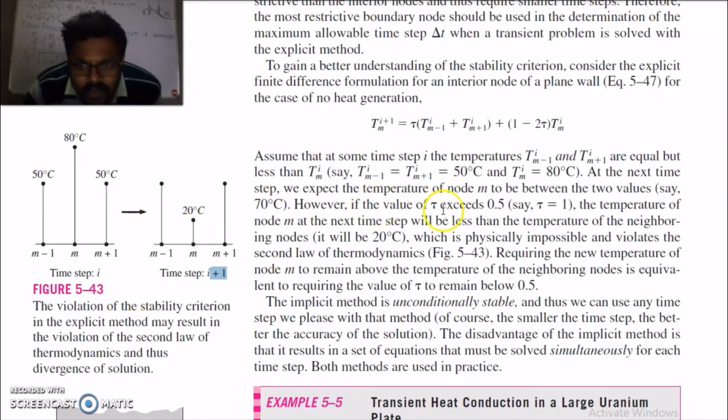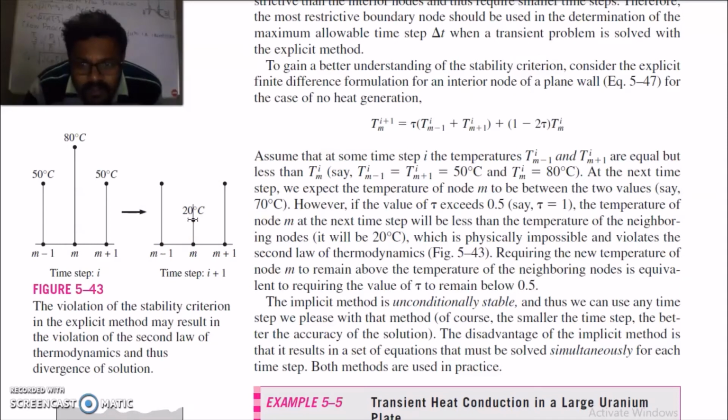However, if the value of tau exceeds 0.5, say you use a value of 1 here, it will become negative. The temperature of node m at the next time step will be less than the temperature of the neighboring nodes, it will be 20 degrees. This is physically impossible and violates the second law of thermodynamics, because the temperature between these two nodes, which are 50 and 50, has decreased, which is not possible.